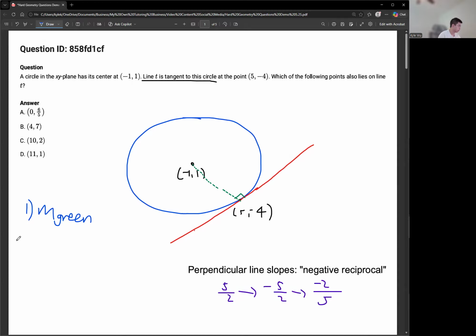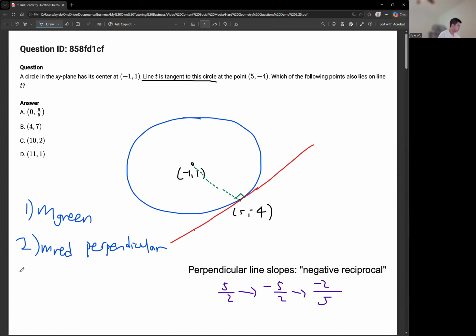Now, the second thing I'm going to do is I'm going to find the slope of the red line. And I can do that because I know the red line is going to be perpendicular to the green line. So I'm going to find the negative reciprocal slope. That tells me the slope of the red line.